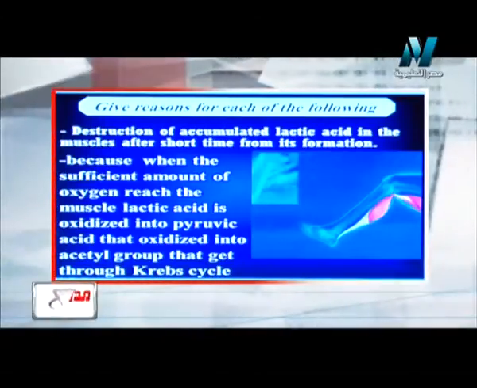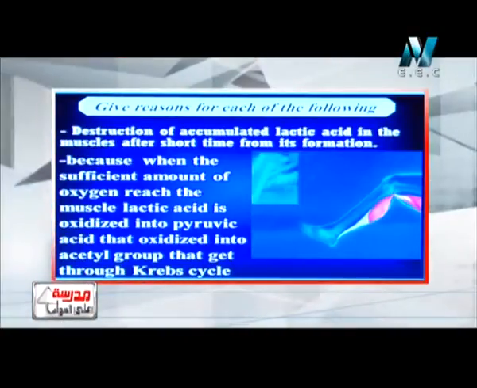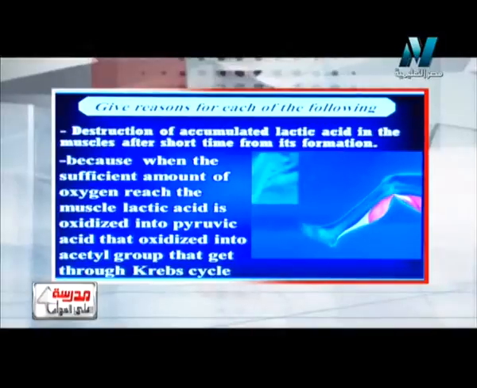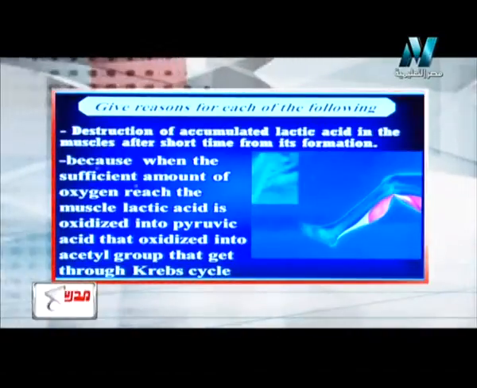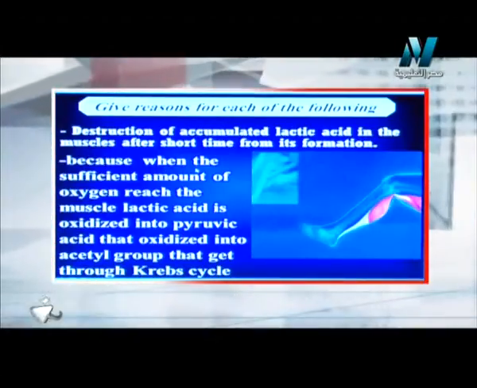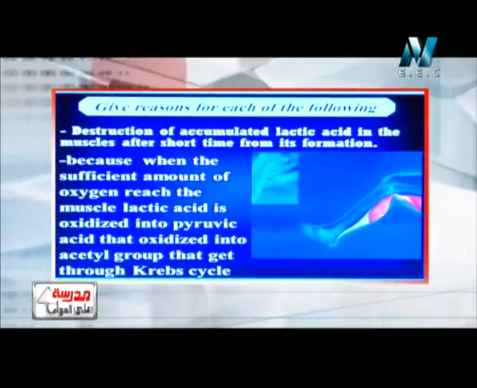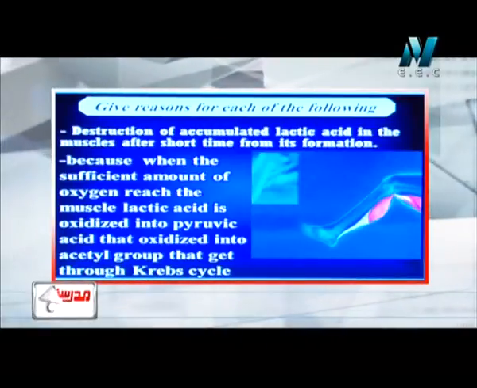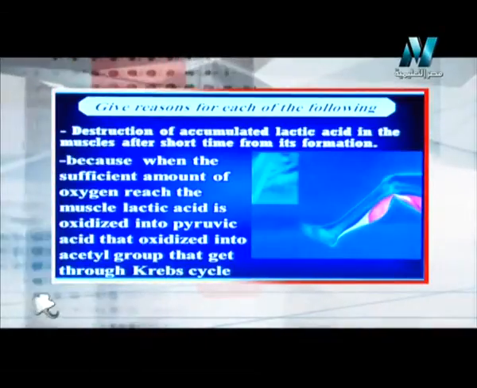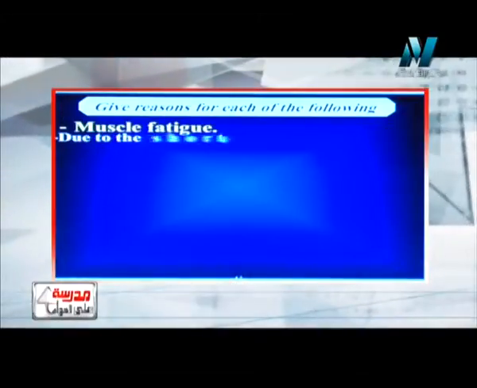So, after a sufficient amount of oxygen can reach the muscle, that leads to the oxidation of lactic acid into pyruvic acid, which is oxidized into acetyl groups that get inside the Krebs cycle to produce a great amount of energy. So, the destruction of the accumulated lactic acid in the muscle after short time from its formation is due to the presence of sufficient amount of oxygen, which oxidizes the lactic acid into a compound called pyruvic acid to produce great amount of energy, and also helps to overcome the muscle fatigue.